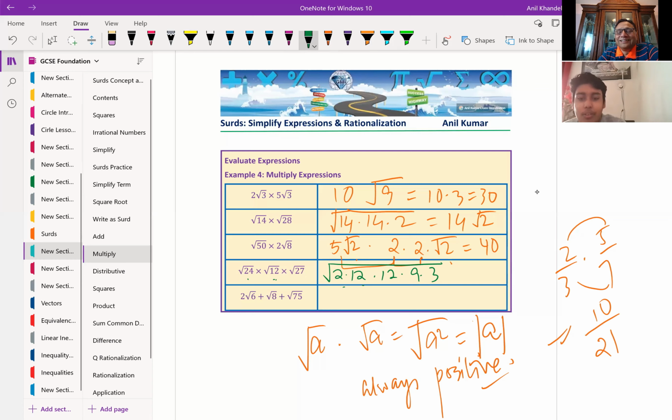Do you see that? Okay, sir. Does it make sense? Yeah. So now I got 12 outside, and this 9 will give me 3 outside, right? So 12 times 9 will give me 3, and inside I have 6. You see that? Yes, sir. So this will be 12 times 3 square root 6, which is 36 square root 6, right?